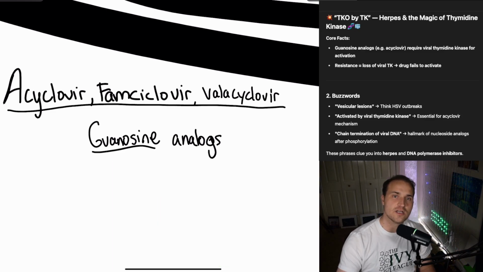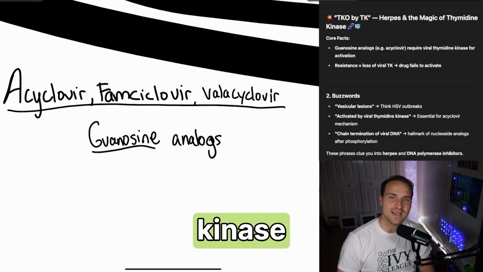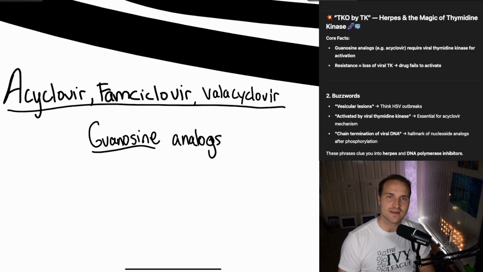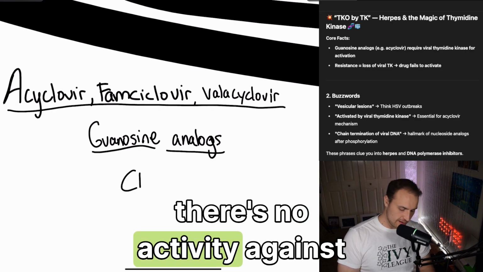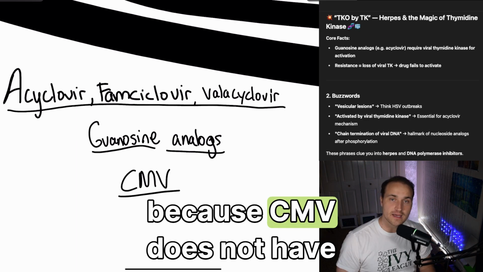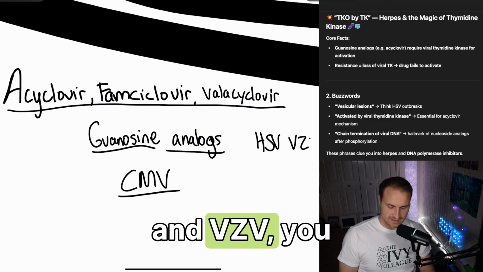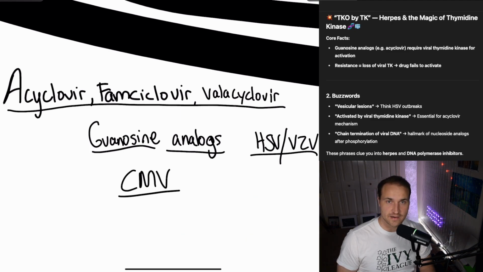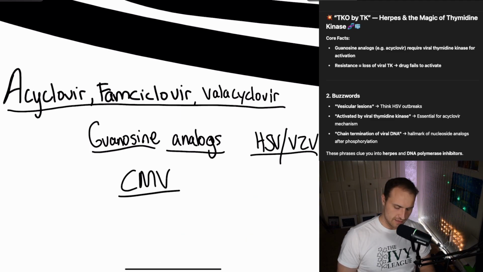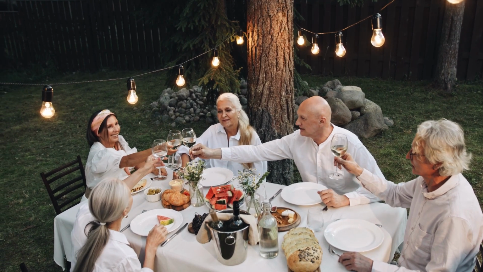Now, there's no activity in clinical situations against CMV because CMV lacks what? CMV lacks thymidine kinase, and that's necessary to activate your guanosine analogs. And so there's no activity against CMV because CMV does not have thymidine kinase. HSV and VZV, you do have activity there. They're going to monophosphorylate via the thymidine kinase. And for herpes zoster, you're especially going to use famciclovir. I like saying, hey fam, I got herpes, like I'm confessing to my family.